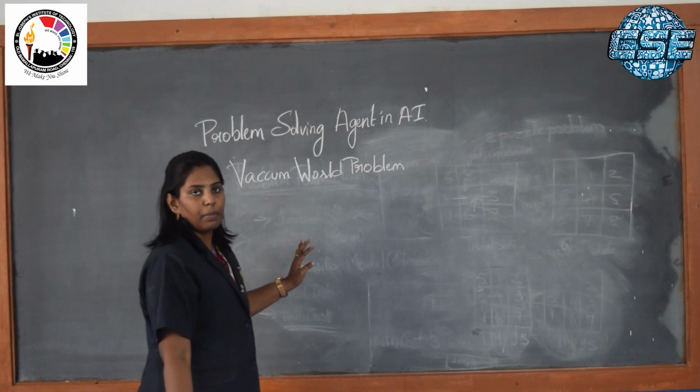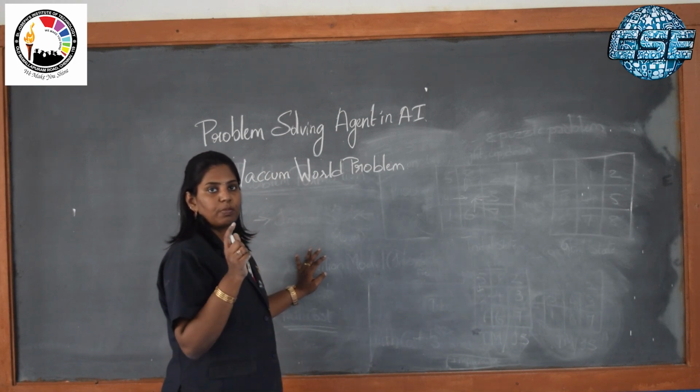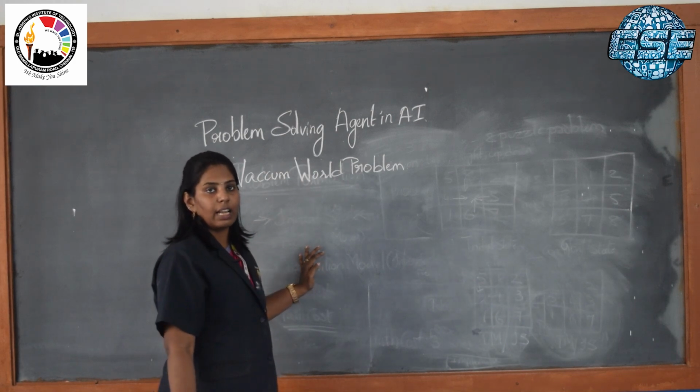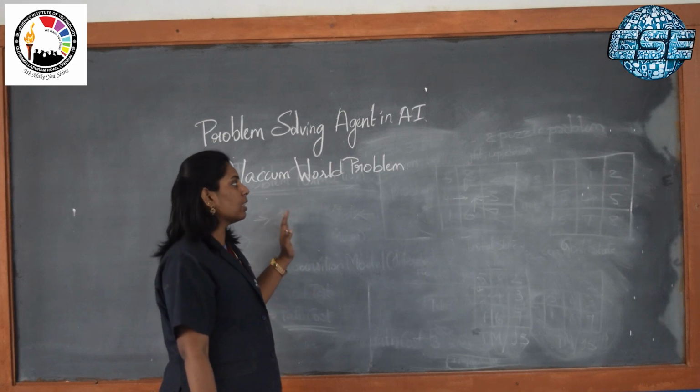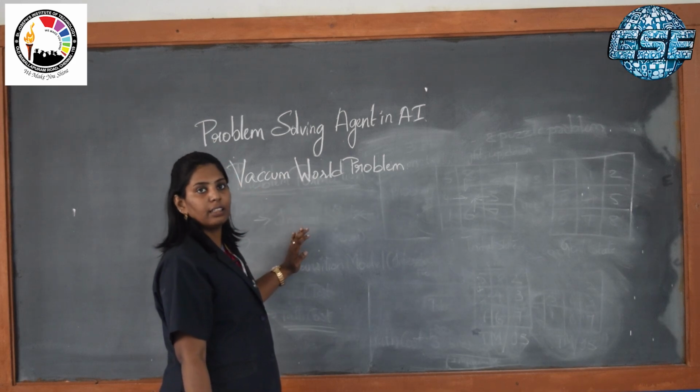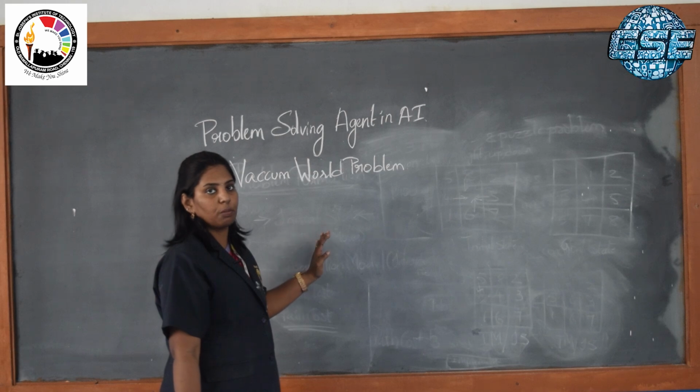Here my condition is that there are two rooms, A and B. In both rooms we will have some dirt. Using the vacuum, I have to clean both the rooms. The A and B rooms should be cleaned.